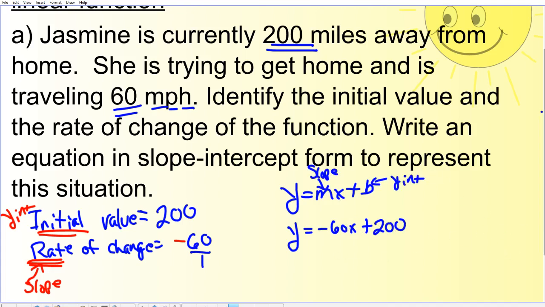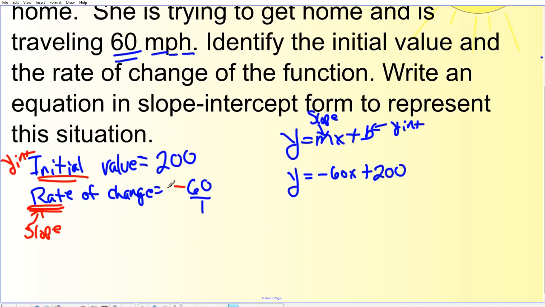Now, I said I was going to explain why that slope was a negative 60, not positive. Because like here it goes, oh, she's trying to get home and traveling 60 miles per hour. You think, would that be a positive 60? No. Because let's think about this. If I erase this negative for a second, if I just plug in a number and see what happens.